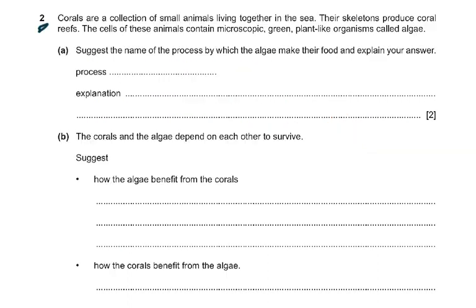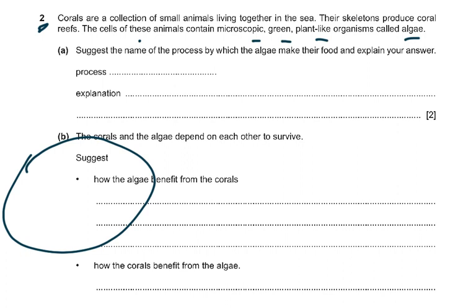Now, coming to question number 2: corals are a collection of small animals living together in the sea. Their skeletons produce coral reefs. The cells of these animals contain microscopic green plant-like organisms called algae. So imagine the cell of the animal, and inside that are microscopic green plant-like organisms called algae. So now there are two things living together. Suggest the name of the process by which algae make their food and explain your answer.